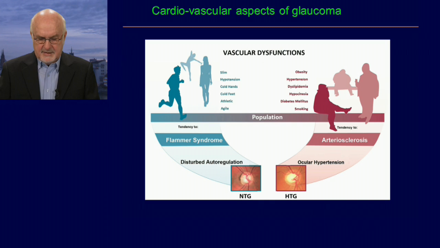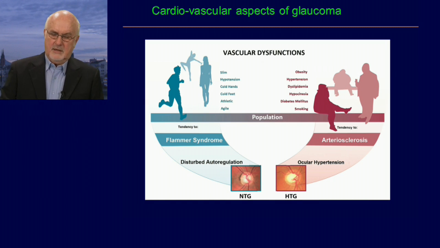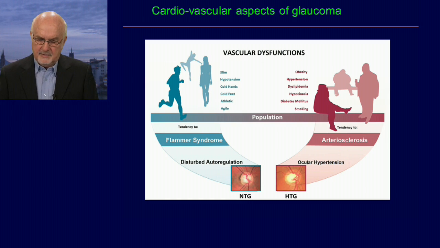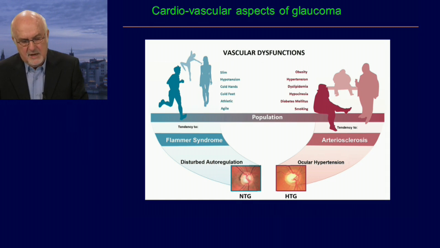To understand these aspects, I would like to give you first an overview of the cardiovascular aspects of glaucoma. On the one hand, we have the classical risk factors for atherosclerosis, like obesity, hypertension, and so on. And these same risk factors are also risk factors for an increase in IOP, therefore for ocular hypertension, and finally for high tension glaucoma.